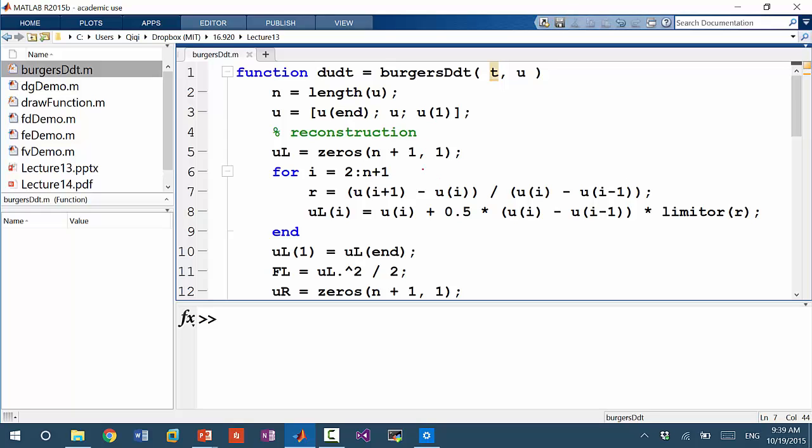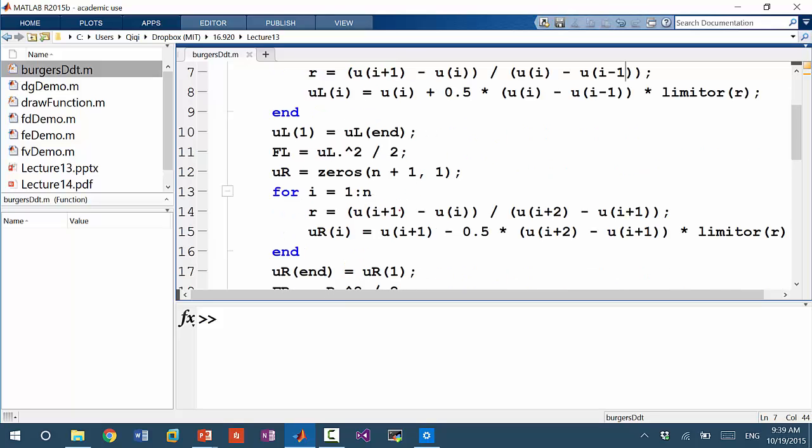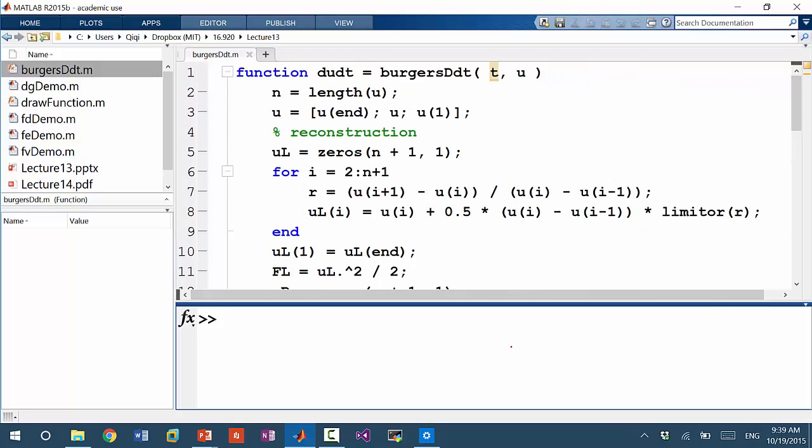All right. Is this correct though? I'm trying to construct the interface at the right hand side. I think this is correct, right? Because I'm trying to reconstruct the solution at the left hand side of the cell i plus 1. So the ratio is u_{i+1} minus u_i divided by u_{i+2} minus u_{i+1}. All right. Okay, good.